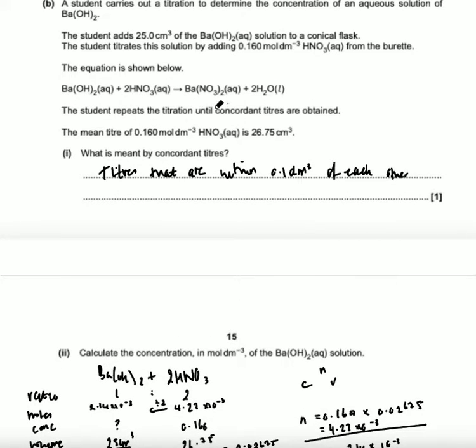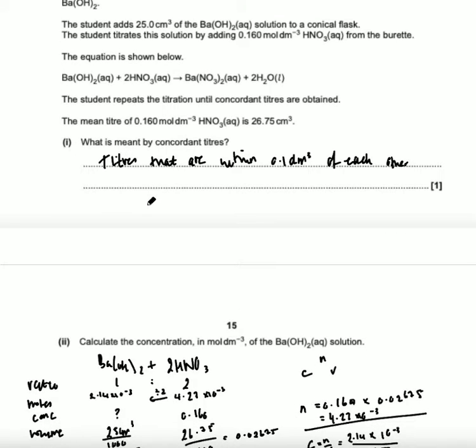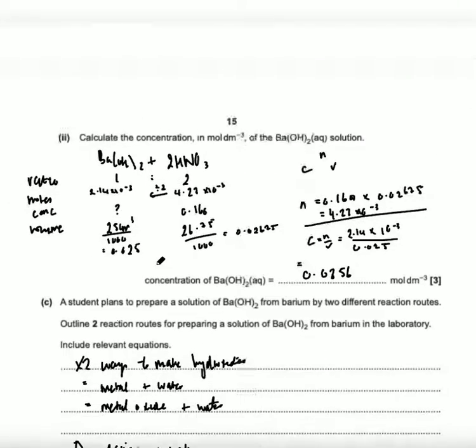The student repeats the titration until concordant titers are obtained. The mean titer of 0.16 moles per decimeters cubed of nitric acid is 26.75 centimeters cubed. What is meant by concordant titers? Okay, so that's just the definition. So titers that are within 0.1 decimeters cubed of each other. That's the main thing to add in here.